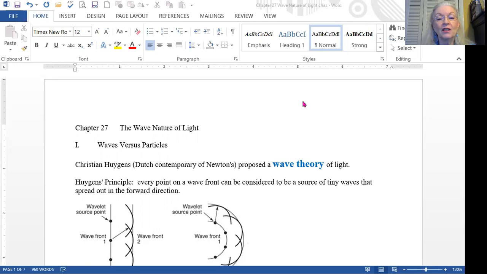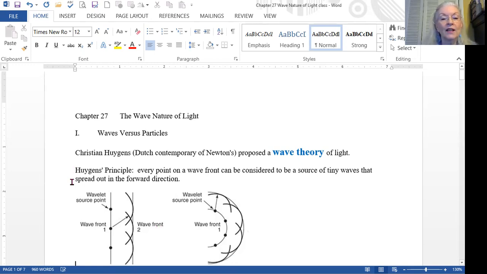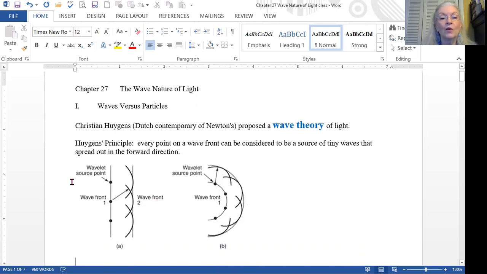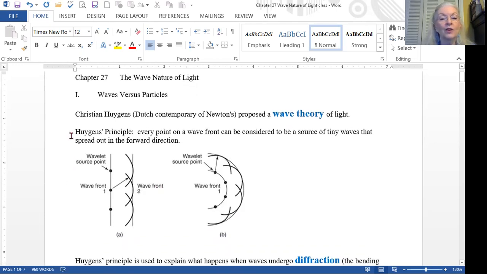He was a Dutch contemporary of Newton's, and he's the one who proposed a wave theory of light. In his theory, he viewed light as being comprised of lots of little wave fronts that come out, and each little part of the wave front acts like a new source for the light. So he says in his principle, Huygens principle, that every point on a wave front can be considered to be a source of tiny waves that spread out in the forward direction.